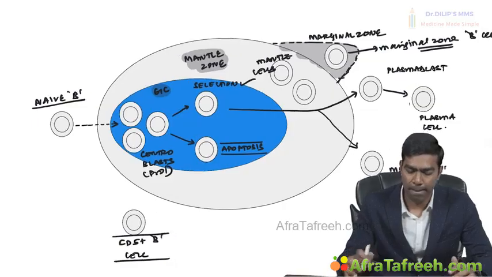But why I have drawn with dotted lines in this particular example is because I want to show the marginal zone here itself. That's why. So what are the cells of origin of different groups of lymphomas? That's what we are going to see here.